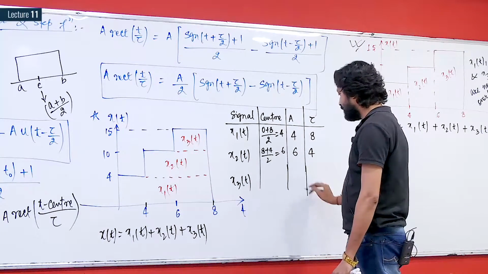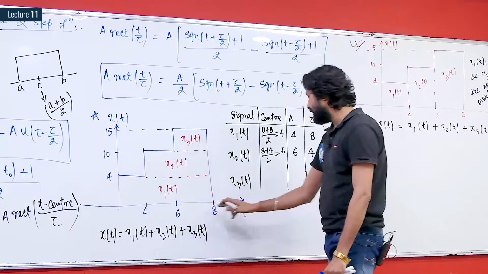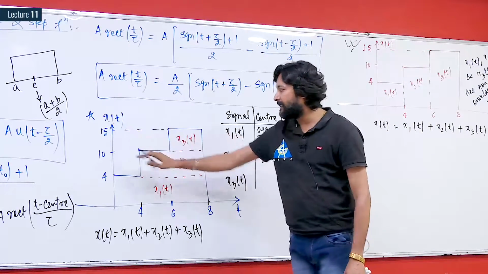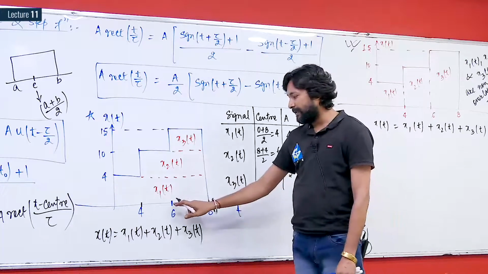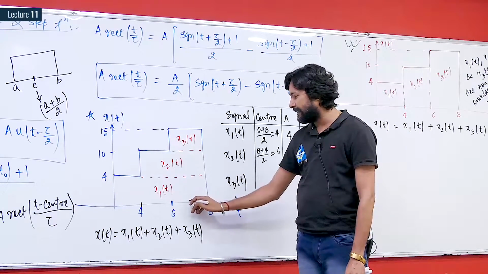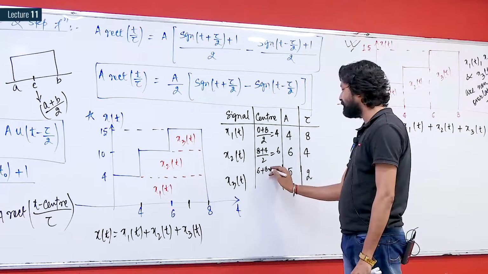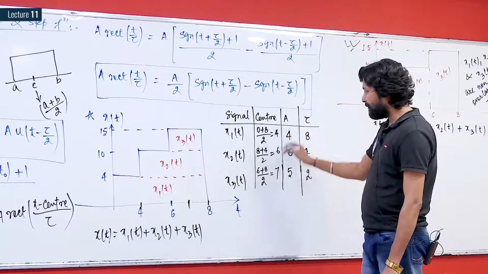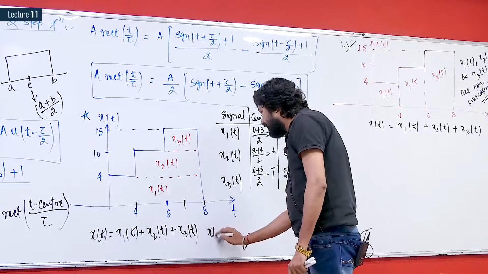And for signal x3 of t, the total width is between 6 and 8, so the tau value is 2. The height of this rectangle is 15 minus 10, that is 5. And the center, since it lies between 6 and 8, will be the midpoint of these two, that is (6 + 8) divided by 2, that is 14 by 2, which equals 7. So you have obtained all the values.